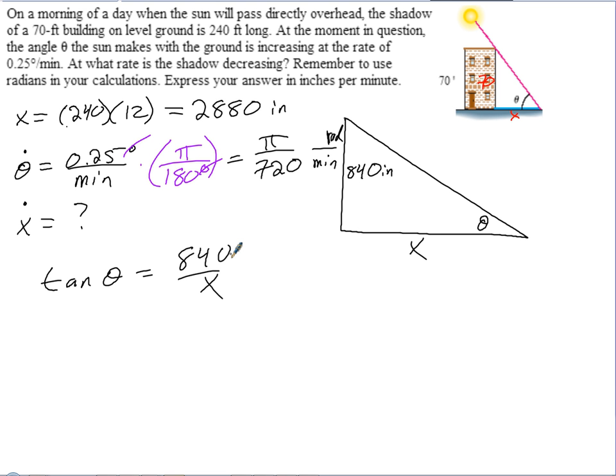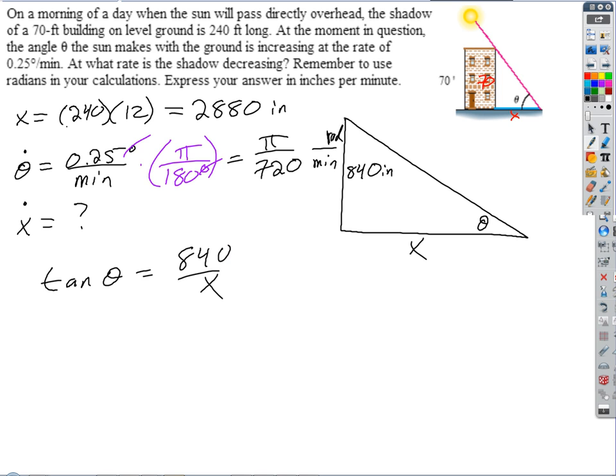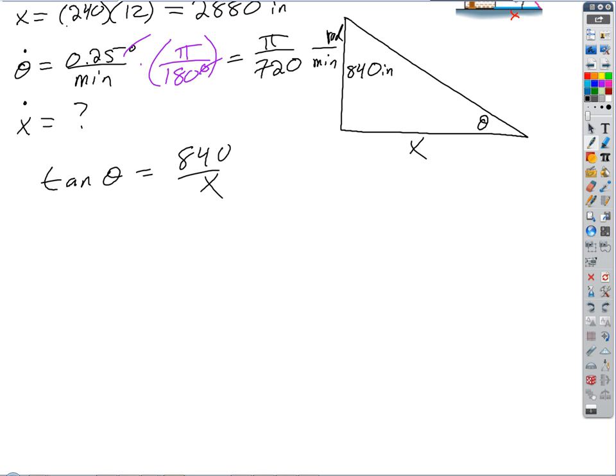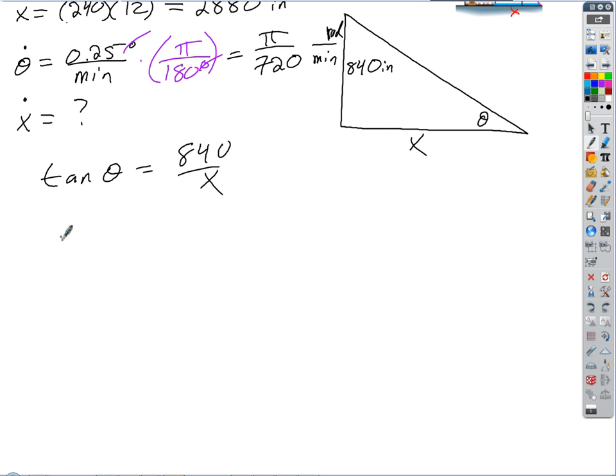If we flip a tangent, what do we get? No, not an arctangent. Cotangent. Is the cotangent derivative really any harder than a tangent derivative? Nope. So then why not? That's not an essential step, but it's a good step. It makes things easier. So we're going to flip both sides, and I'm going to exchange sides too. So we get x over 840 equals cotangent theta.